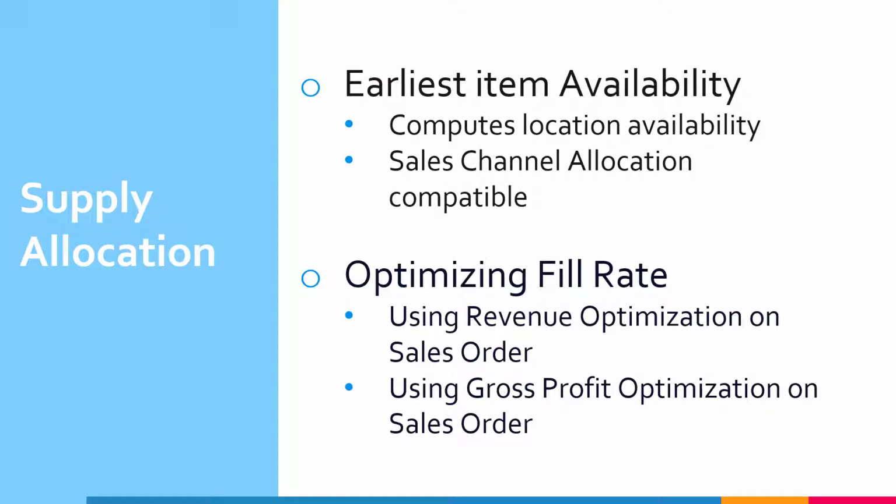The Optimizing Fill Rate feature provides short-term supply allocation results. It includes the Using Revenue Optimization on Sales Order field, which allocates supply to maximize revenue, and the Using Gross Profit Optimization of Sales Order field, which allocates supply to maximize profits.